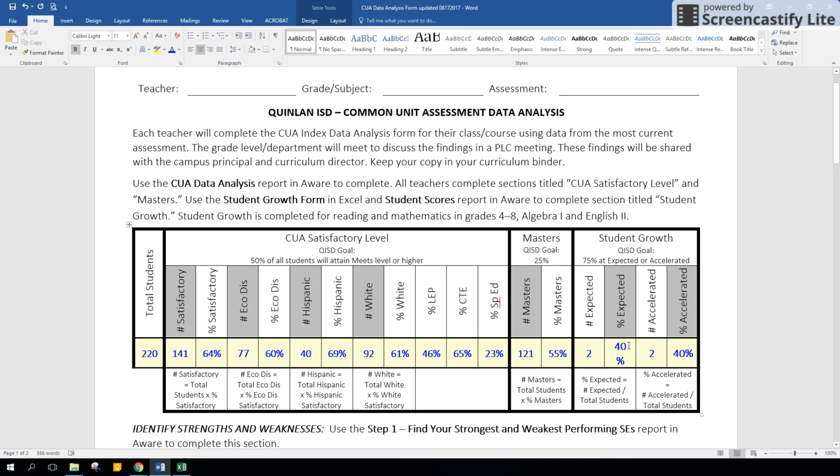So, did I meet growth? The answer is yes, I met growth because 40 plus 40 equals 80%.